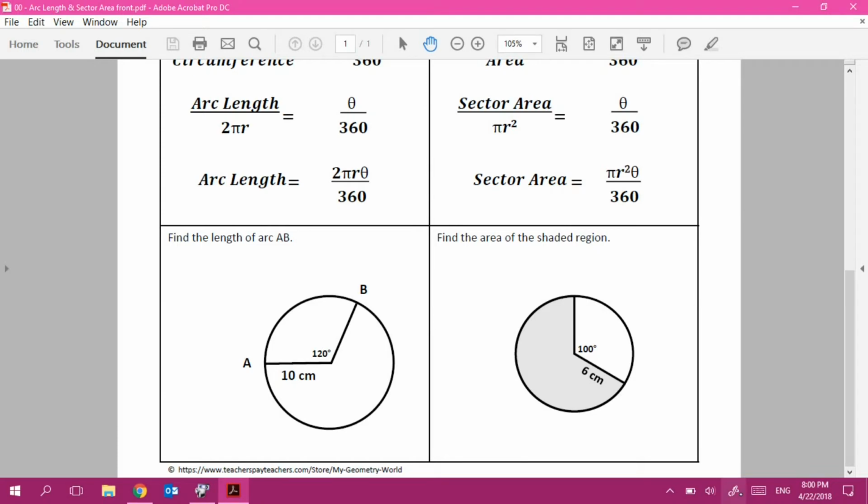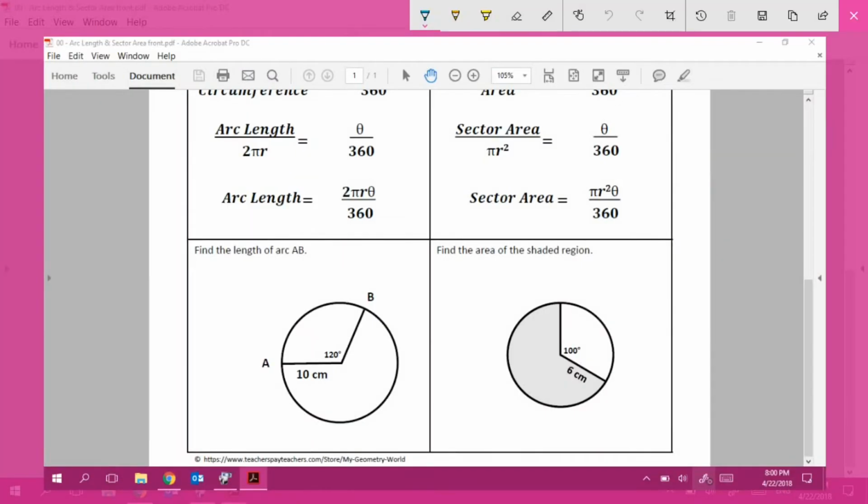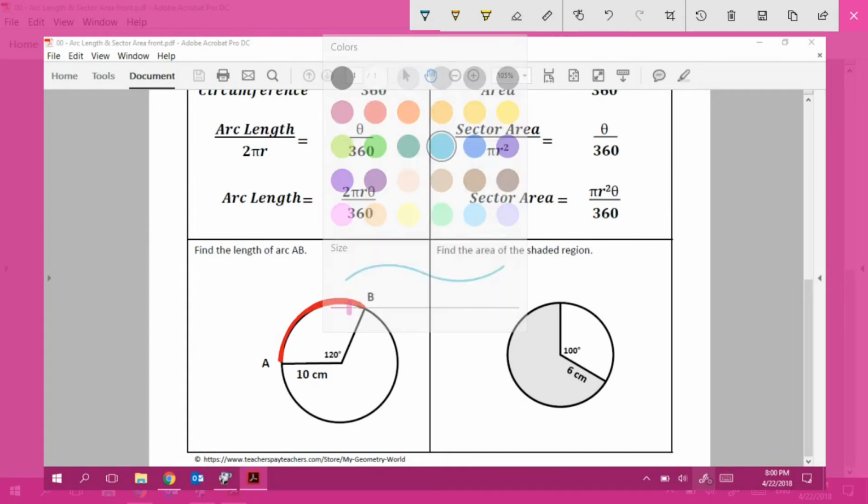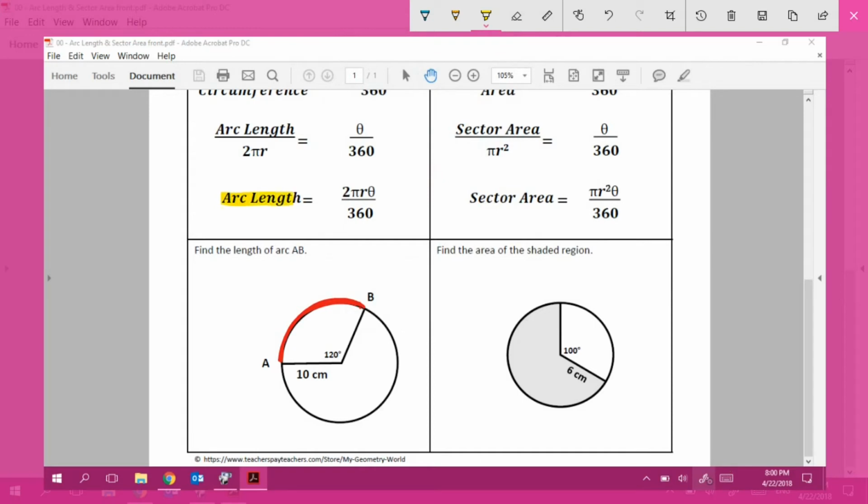So look at the first example on the left side. Find the length of arc AB. Let me highlight where arc AB is. That's from here all the way to here. I need to find the length of that. So now take a look at my formula for arc length right here. Arc length equals 2 pi r theta over 360.